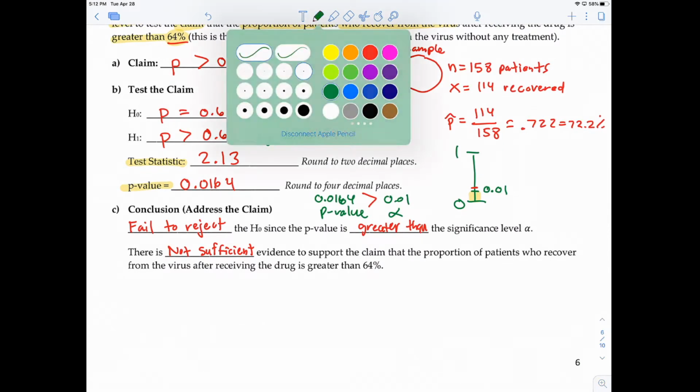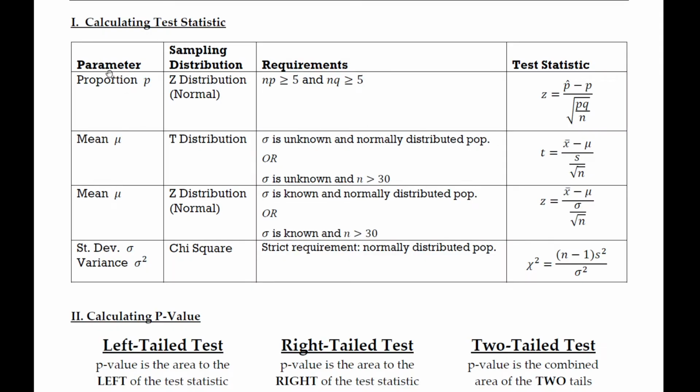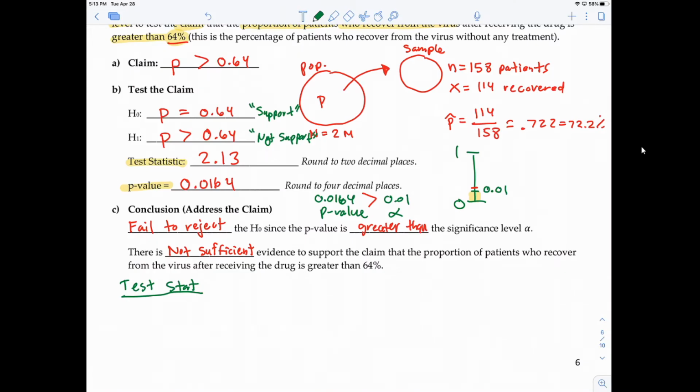Down here, we're going to calculate the test statistic using the formulas. We have to know how to use the formulas. For a proportion, the parameter of population proportion, it's a z distribution. In the homework, the requirements are usually met, so you don't have to check them here. The formula for the test statistic is z equals p hat, the sample proportion, minus p, the population proportion, divided by the square root of this. I'm going to rewrite all of that down here.